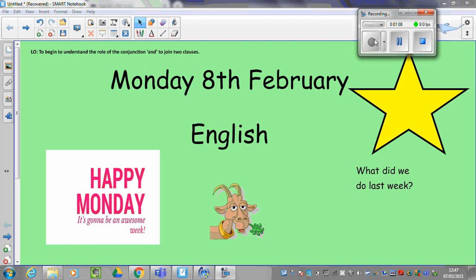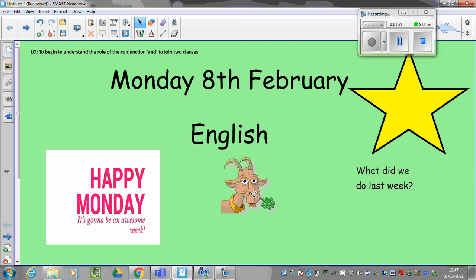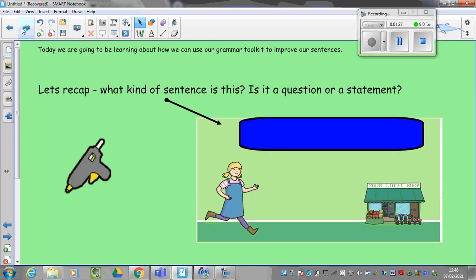But today we're going to be learning something very interesting, and it's all about beginning to understand the role of conjunctions. We're going to be learning about the conjunction 'and' today. I need you to be aim high mountain goats today, because this is a really tricky concept, but I know you are definitely able to conquer this one. We're going to be learning about how we can use our grammar toolkit to improve our sentences, and this over here is our glue gun, and our glue gun sticks two things together just like glue.